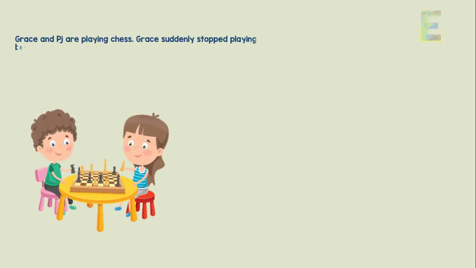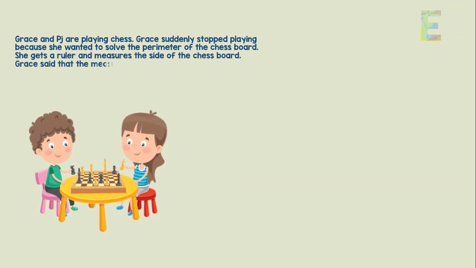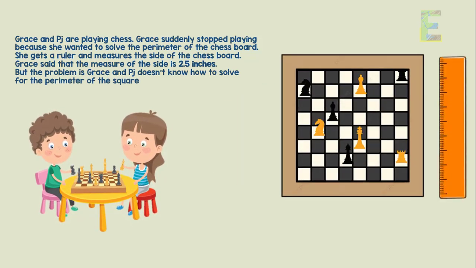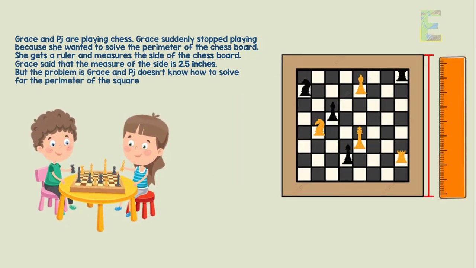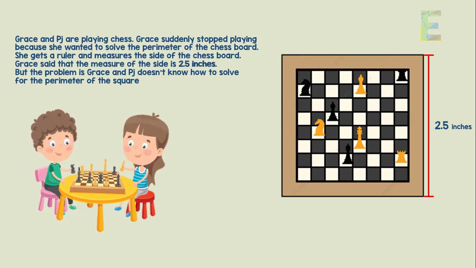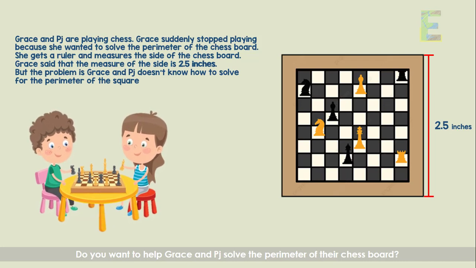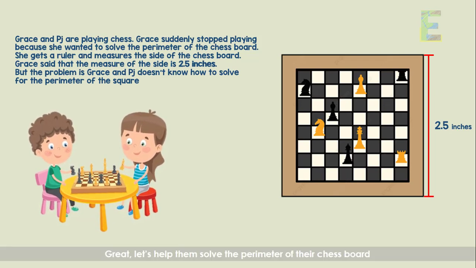Grace and PJ are playing chess. Grace suddenly stopped playing because she wanted to solve the perimeter of the chessboard. She gets a ruler and measures the side of the chessboard. Grace said that the measure of the side is 2.5 inches. But the problem is Grace and PJ don't know how to solve for the perimeter of the square. Do you want to help Grace and PJ solve the perimeter of their chessboard? Great! Let's help them solve the perimeter of their chessboard.